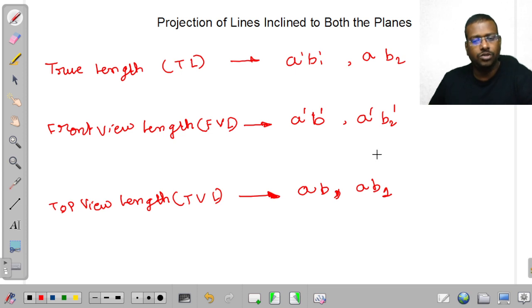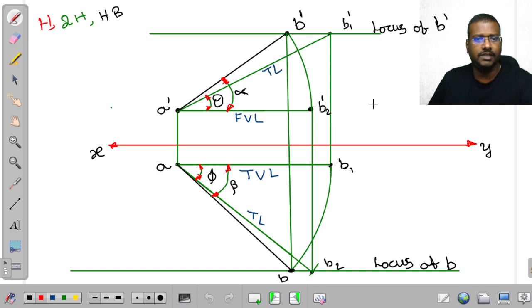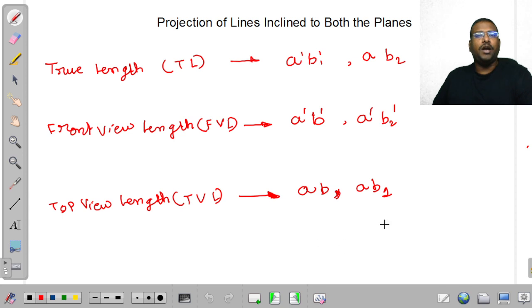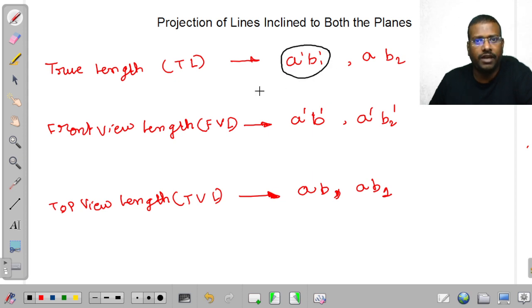If you want, just keep this diagram and try to analyze it. Check it out everywhere, and you will get clarity. Good. Apart from these, you have to learn some more elements. What are they, sir? In order to draw A dash B1 dash, we require true length, comma, theta. If you know the true length but you don't know theta, we can't draw it.